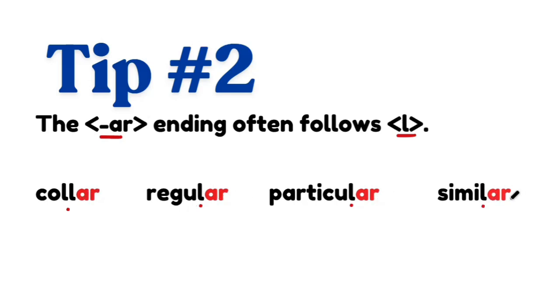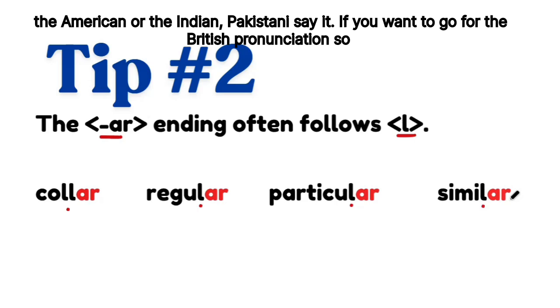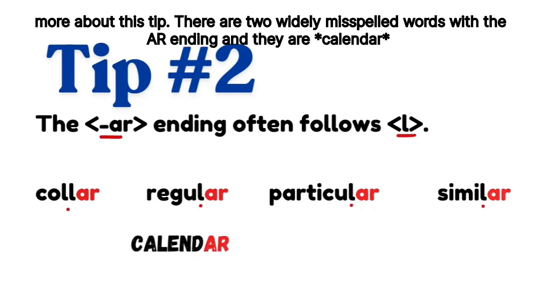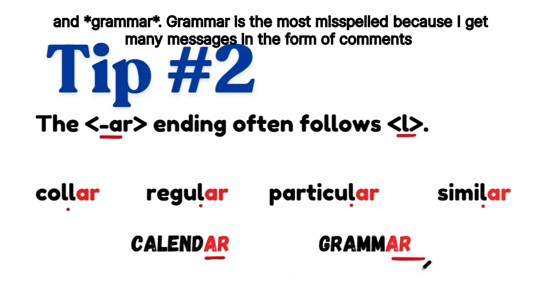This is how the American or the Indian Pakistani say it. If you want to go for the British pronunciation, then just say the schwa sound at the end. Collar, regular, particular, similar. Okay? But let me give you something more about this tip. There are 2 widely misspelled words with the AR ending, and they are calendar and grammar.